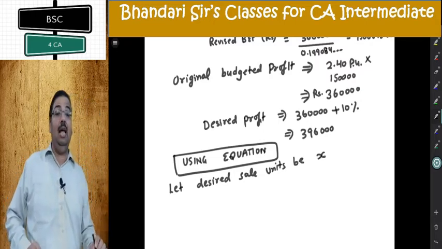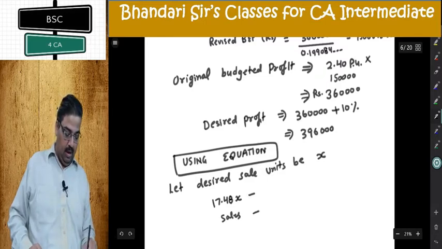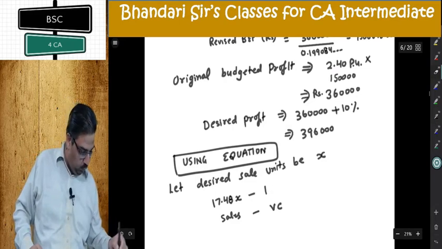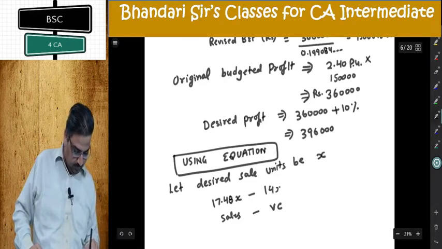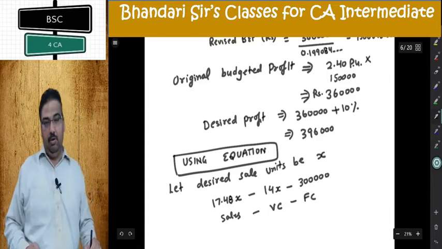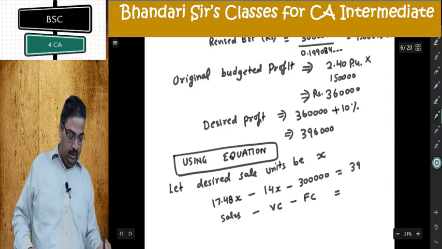What will be sale at reduced price? 17.48x. This is sales, minus variable cost 14x, minus fixed cost 3 lakh. Sale minus variable cost minus fixed cost should be equal to profit 3,96,000.